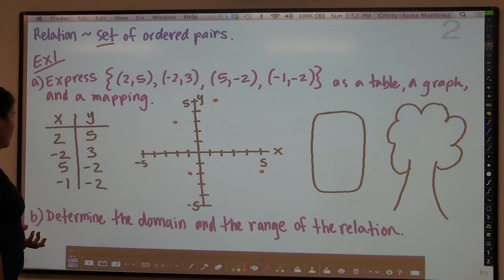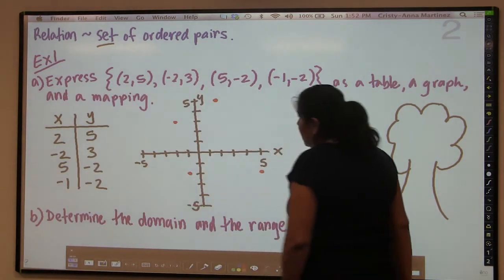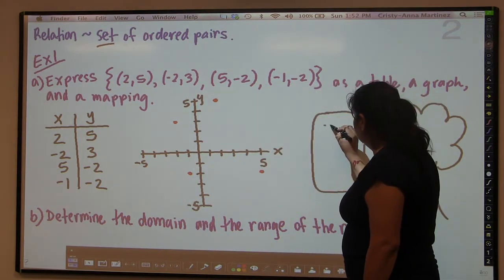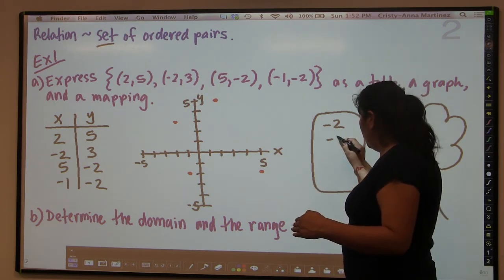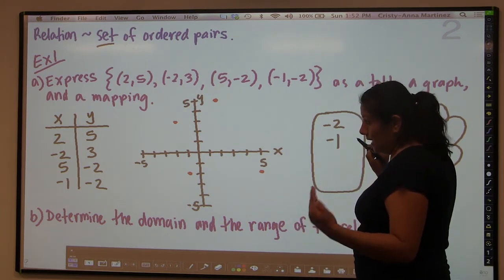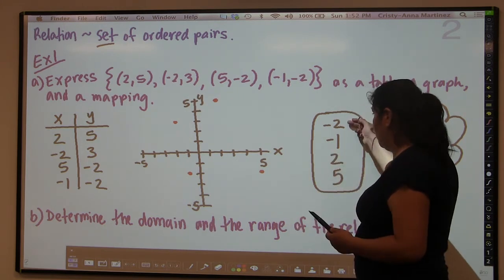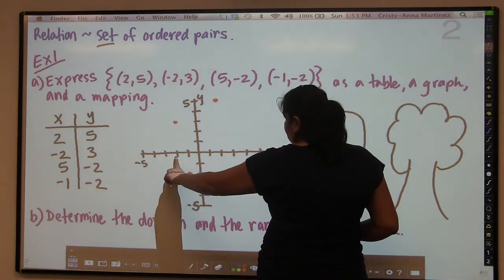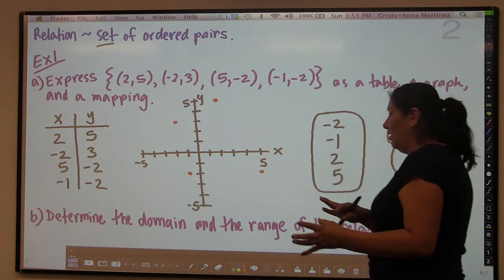So in the case of the mapping diagram, you want the x values to be in chronological order. So we're going to say that -2 is the smallest number. The next biggest number would be -1. And then we would have +2, and then lastly, positive 5. Now they're what we call chronological order. You can see on the x-axis how it would go, -2, -1, and then +2, then +5. So they have to be in chronological order.